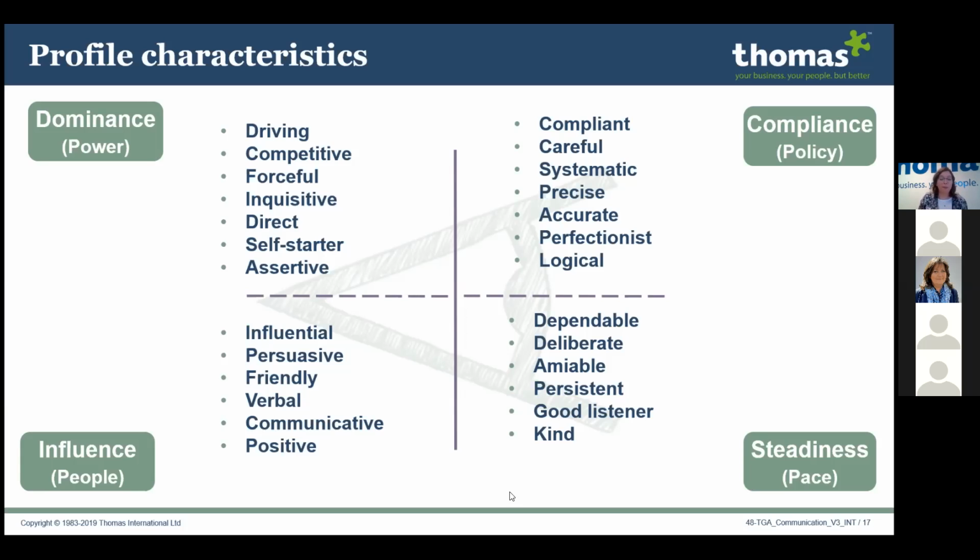For example, if you have a team and you've pulled your team audit report and the team shows very high compliance, in other words, this team is driven by policy. They're going to come across as very compliant, careful, systematic, precise, accurate. They're going to come across as perfectionists and logical. They want to make sure that whatever they take on is going to be perfect.